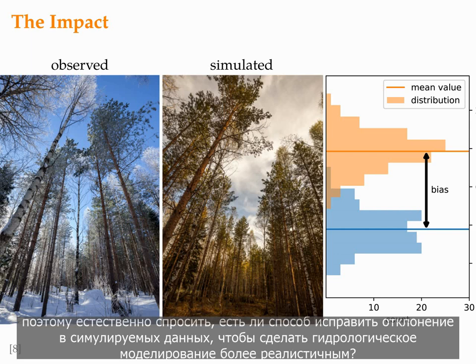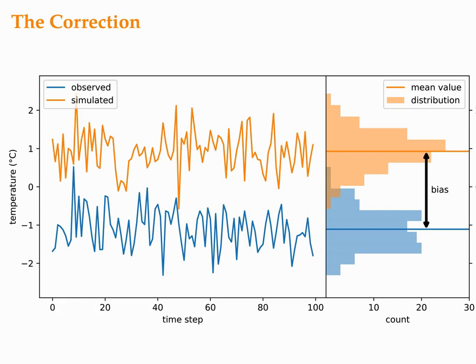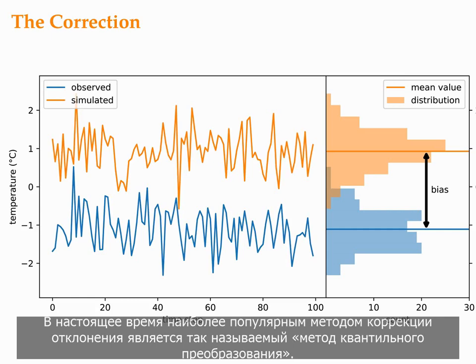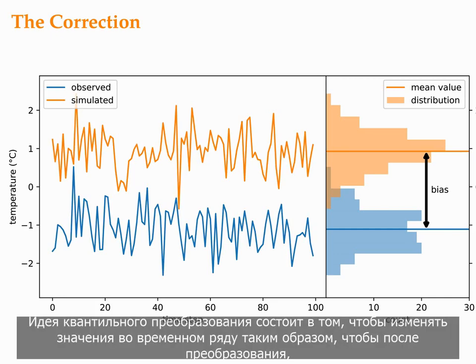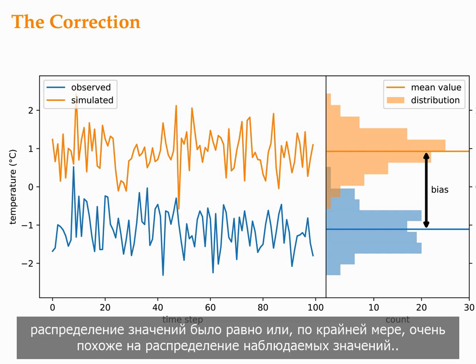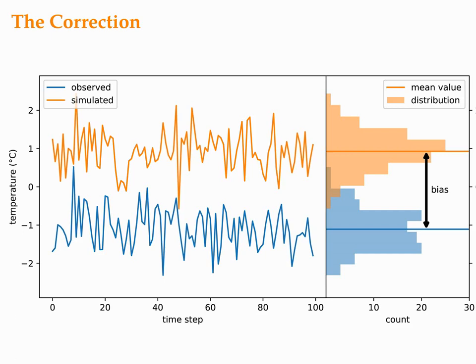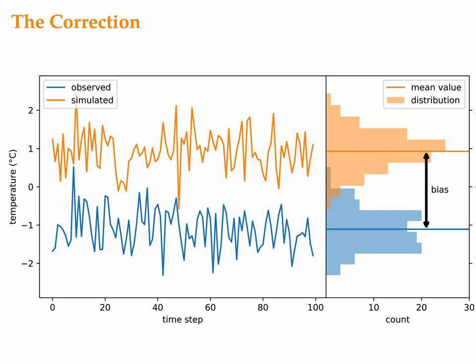So it is natural to ask if there is a way to correct for the bias in the simulated data to the end of making the simulated hydrology more realistic. This is exactly the goal of bias correction. Nowadays, the most popular method used for bias correction is the so-called quantile mapping method. The idea of quantile mapping is to change the values in a time series such that after the mapping the distribution of values is equal to, or at least very similar to, that of the observed values, but to leave all other characteristics of the time series as pristine as possible.